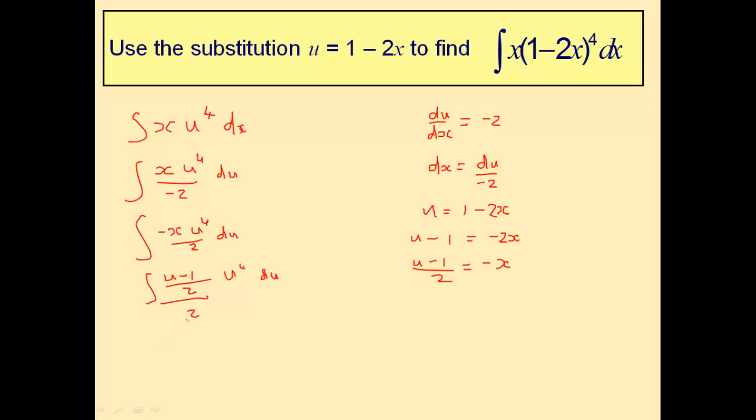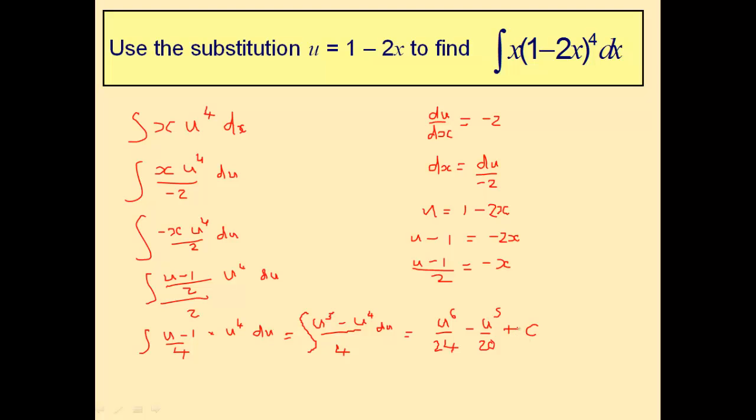Because that's over 2, we could flip that and times it by a half, couldn't we? So we would get that. Multiply it out and you get u to the 5 minus u to the 4 over 4 du, and that's what we're integrating. So we're integrating u to the 5 minus u to the 4 all over 4 with respect to u. We get, well, this bit becomes u to the 6 over 6, so over 24, 6 times 4, minus u to the 5 over 20, and then plus c.